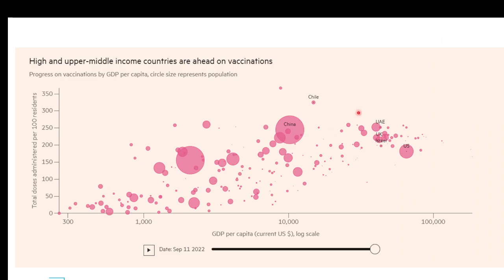Or we can have this bubble graph where we see, okay, high and upper middle income countries are ahead on vaccination. This is showing total vaccination doses administered per 100 residents compared with the GDP per capita. But in this graph, okay, we see that it seems to be a tendency. The more that you earn, the better you are doing.